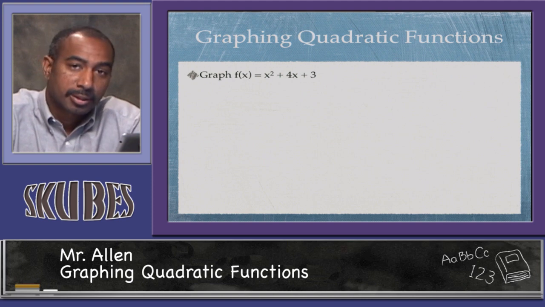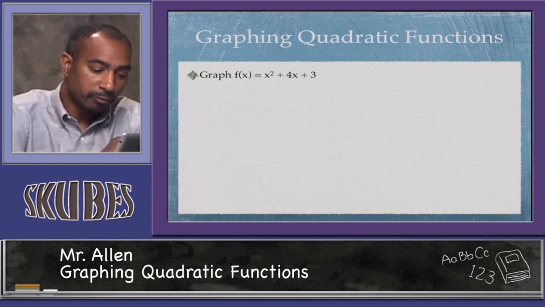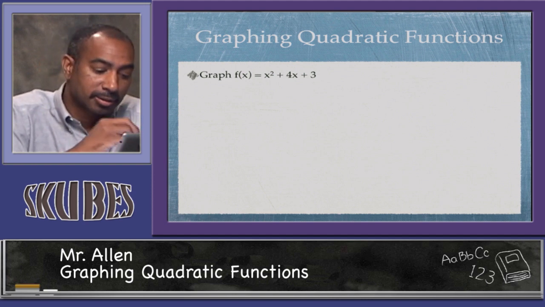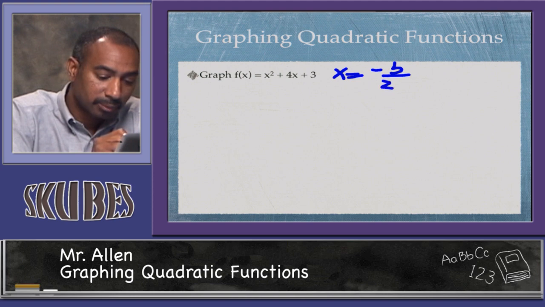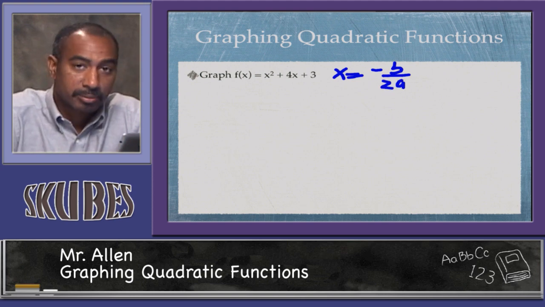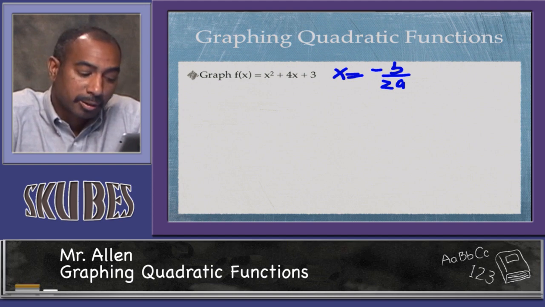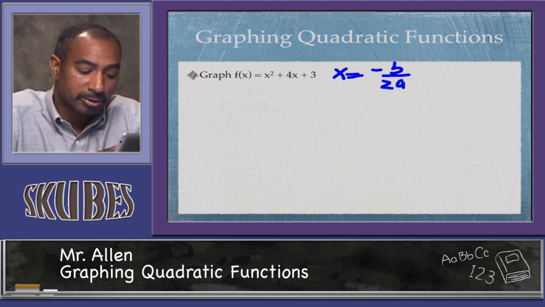For example, let's say we want to graph f of x equals x squared plus 4x plus 3. First thing I would do is get the axis of symmetry. And we know that x has to equal negative b over 2a. That tells us the line of symmetry, and it also helps us find the vertex point. So let's see where the center of the graph is.